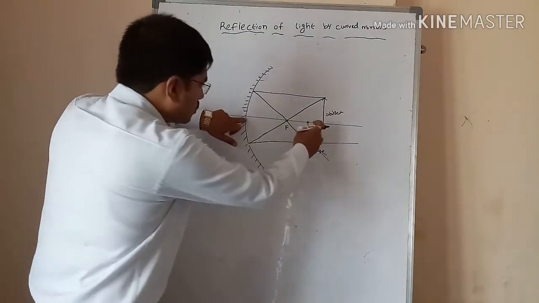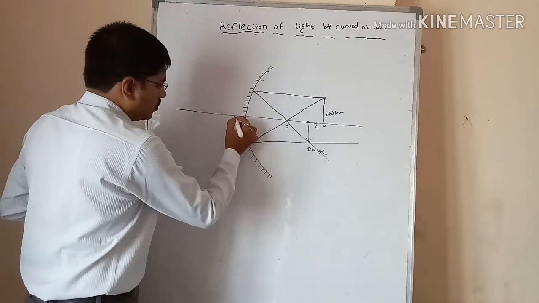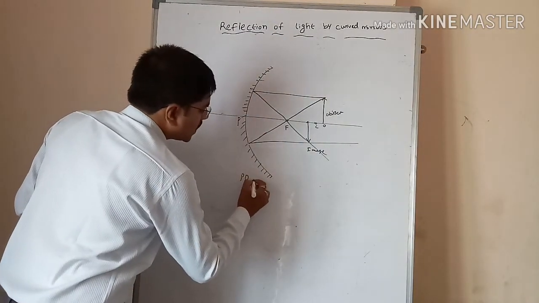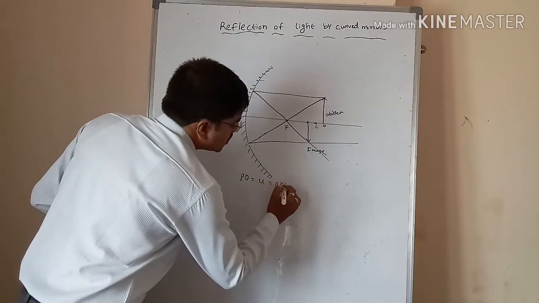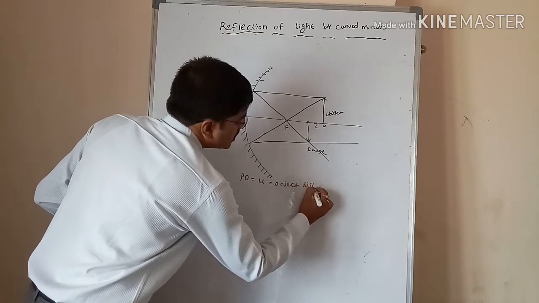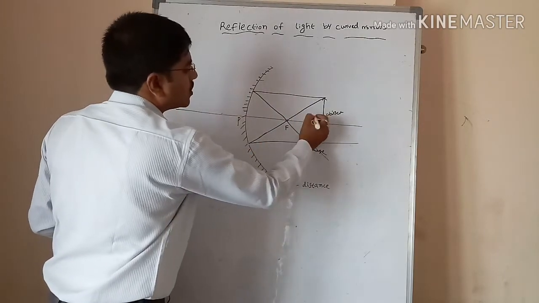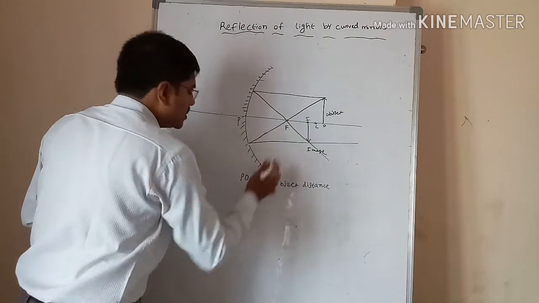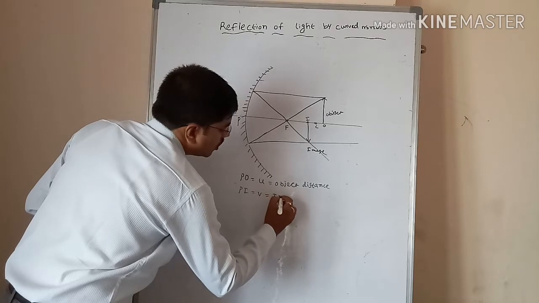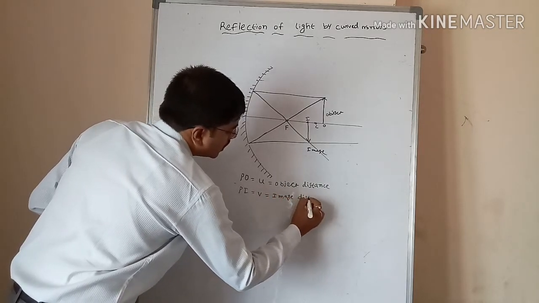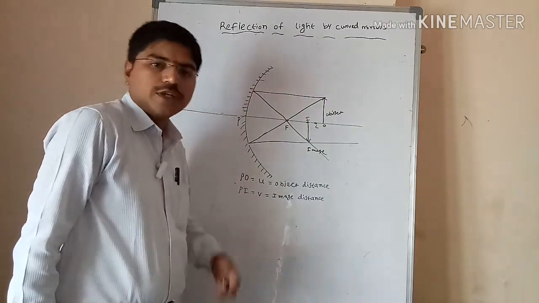From the pole to the object, PO. Now PO is nothing but U. U is nothing but the object distance. Then what about P and here it is I. So P to I is the image distance, which is nothing but V. So PO is the object distance, PI is the image distance.